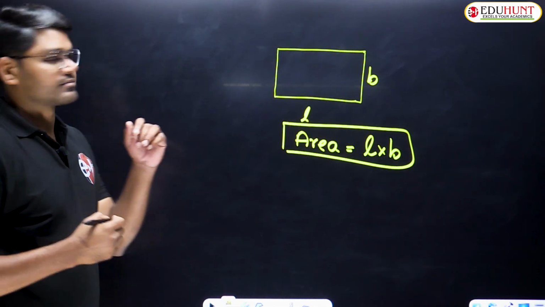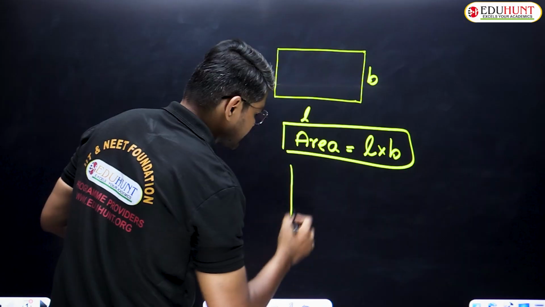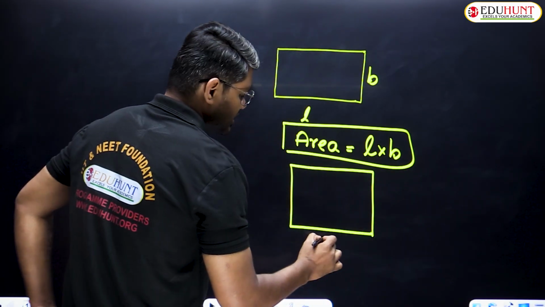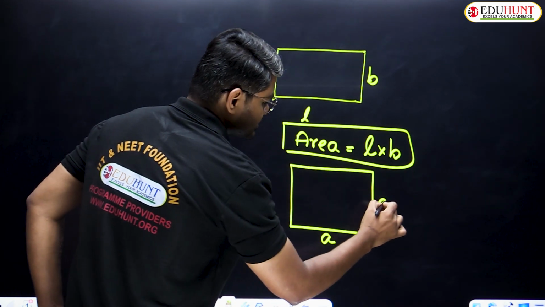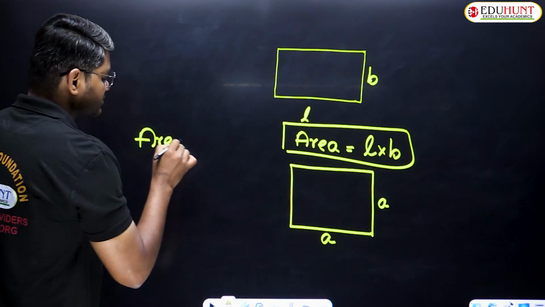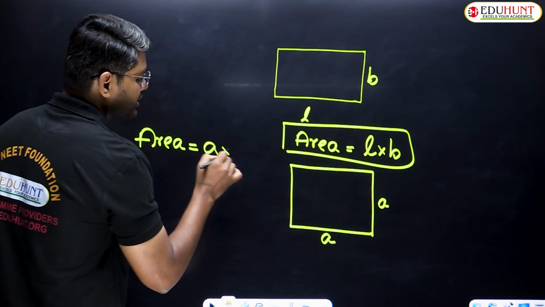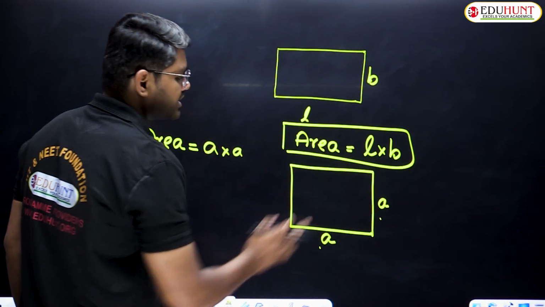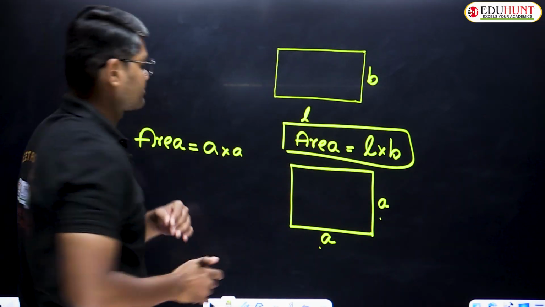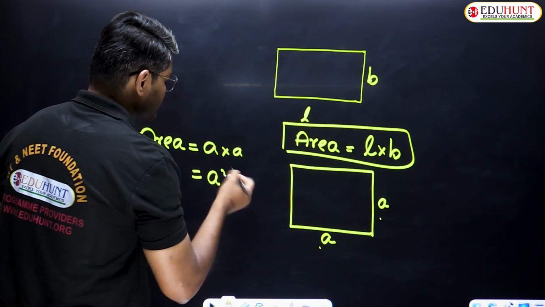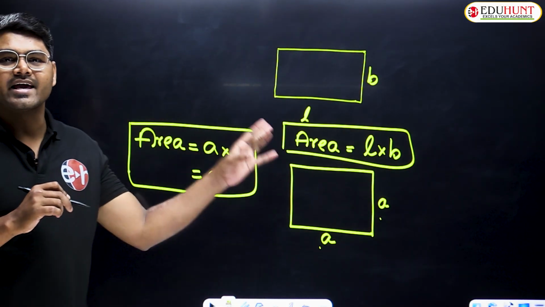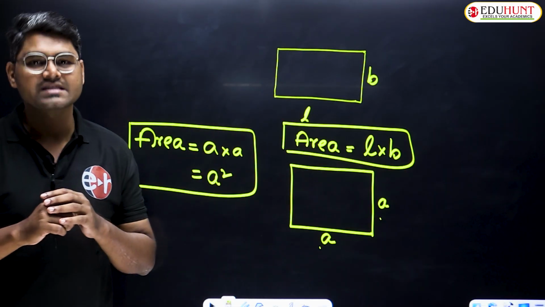If I take a square, it's a square. In a square, all sides are equal. This is A, this is also A. Area is equal to A into A. Again, length into breadth. Here, length and breadth both are the same. So, that's why A into A becomes A square. So, area of a square is A square. Okay. This is the area of a rectangle and the area of the square.